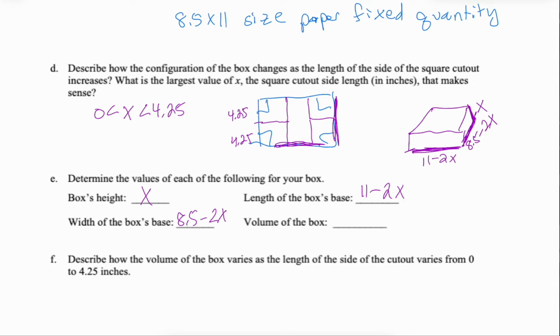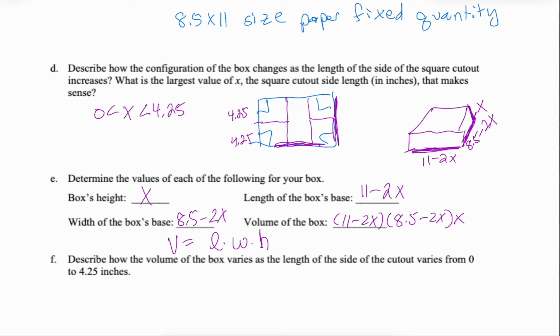Now, what's the volume of a box? A volume is length times width times height. That should be something you remember from your algebra classes. So the volume of this box would be, let's go in the order I said it, length, in parentheses, 11 minus 2x, times width, 8.5 minus 2x, and height, x. So that is the volume of the box.